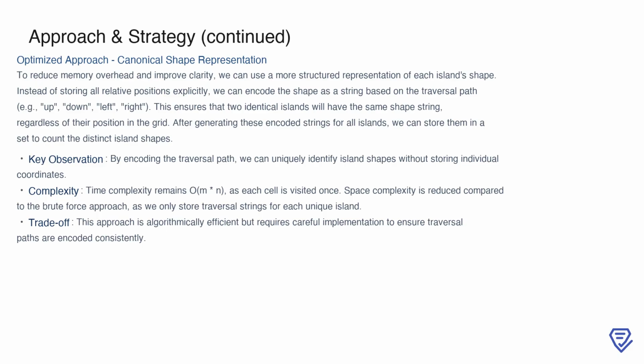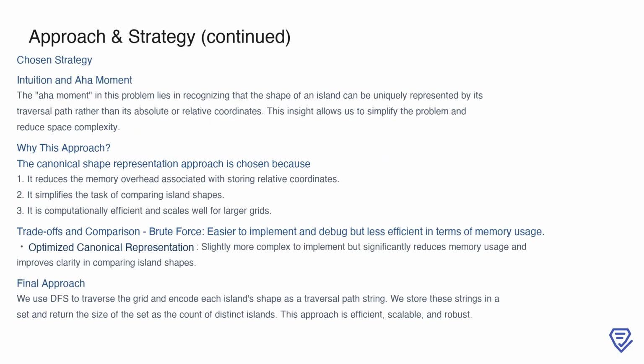The core insight for this problem lies in recognizing that an island's shape can be uniquely represented by its traversal path rather than by storing absolute or relative coordinates. This realization simplifies the problem significantly, reducing the space complexity while also making it easier to compare island shapes.